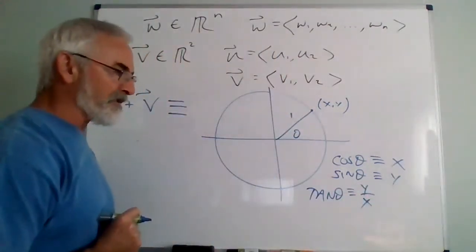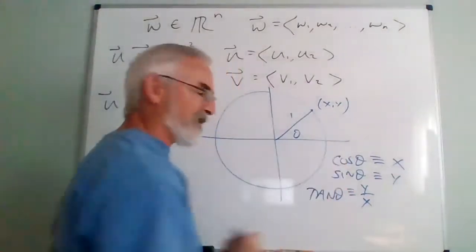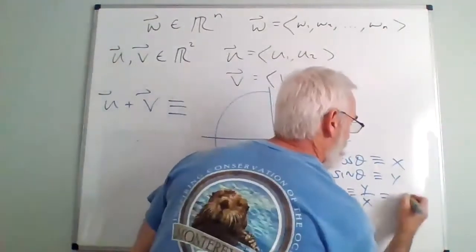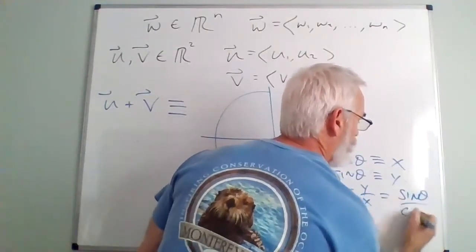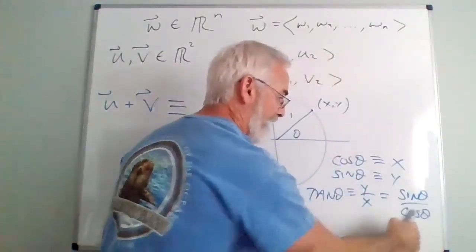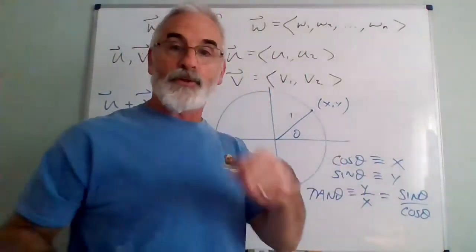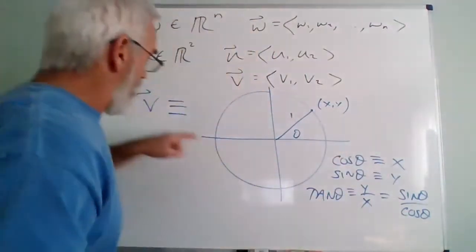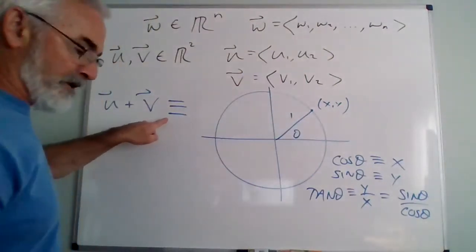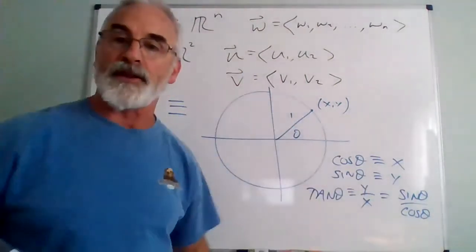Oh, but wait a minute. If it's y over x, wouldn't that be the same as saying sine over cosine? Yeah. So y over x is equal to, not defined as, this is a result of this definition. So the equals means it's a result. I'm going to define the addition, and then from there we can do things after the fact.